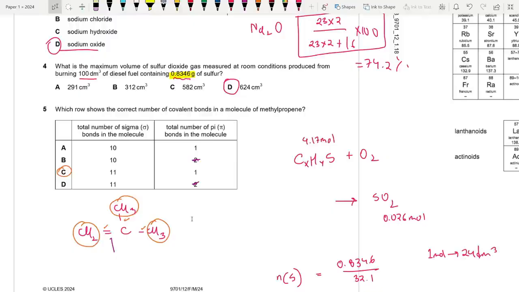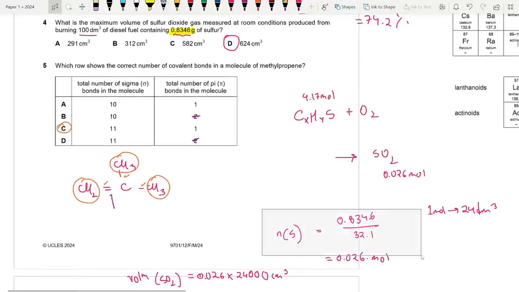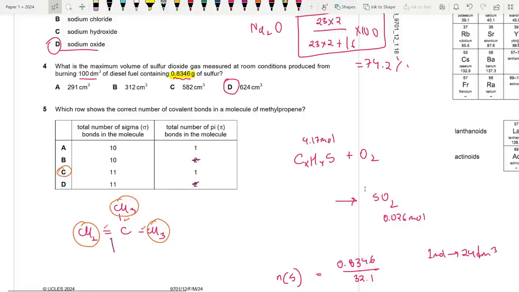So the idea is we have 0.8346 grams of sulfur. So using that information, you can actually find out the moles of sulfur atoms, okay? So 0.8346 divided by 32.1, which is the Ar of sulfur, you actually end up with 0.026 moles. So the moles of SO2 will also be the same. The reason being, each atom of sulfur can bind with 2 oxygen atoms.